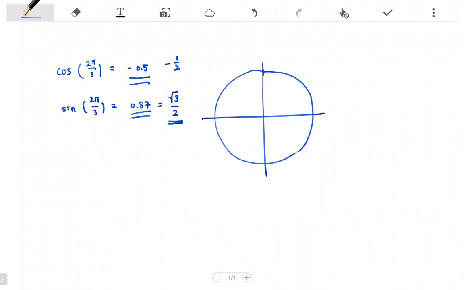2π/3, where is that? Well, this is π/2, right? This is π/2, this is pi. So 2π/3 is somewhere around here. And if this is π/2, that means this is going to be π/6, right? In degree form, this is going to be around 30 degrees. I'm just going to write 30 degrees. So we create a right triangle like that. That's a right triangle, right angle.